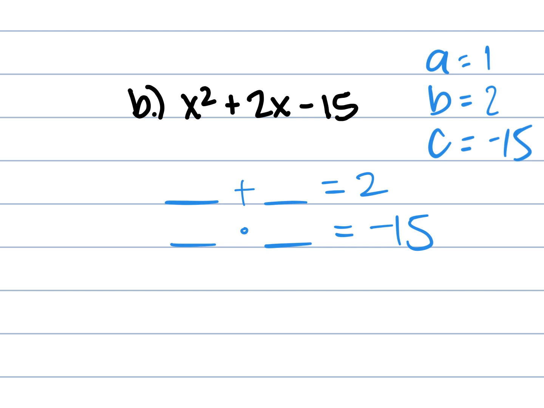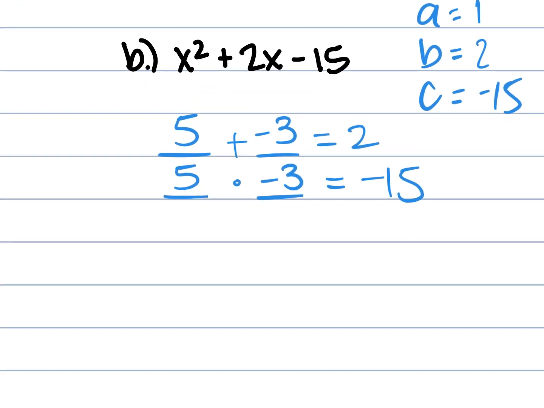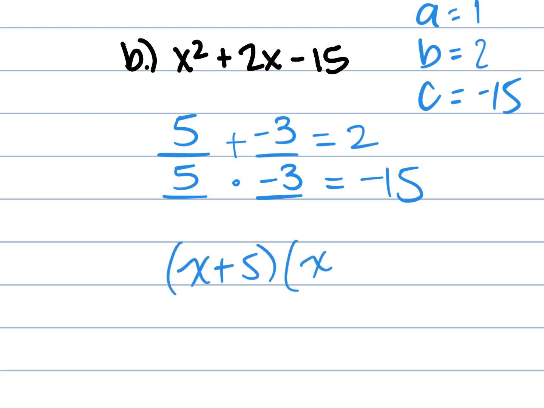What are the numbers? AJ? 5 and -3. Very good. 5 times -3 gives me -15. 5 plus -3 gives me +2. Okay, I see y'all. What's my final answer? x plus 5, parentheses, x minus 3. Very good. Okay.